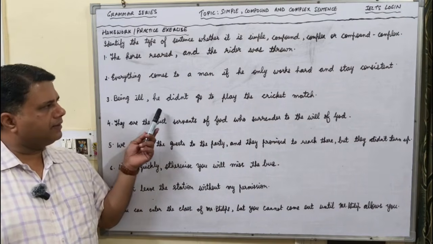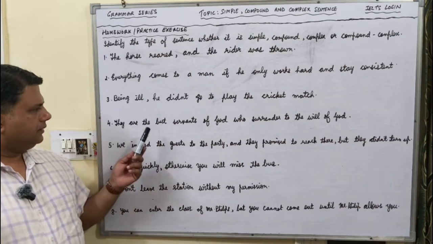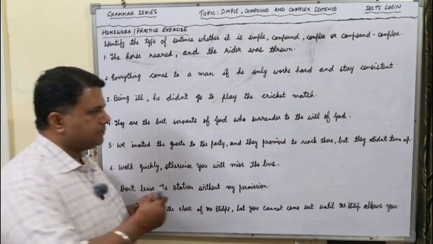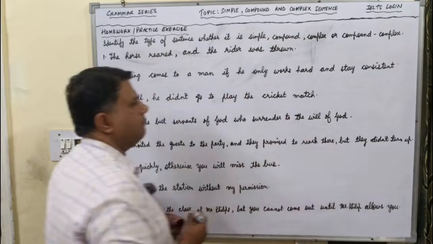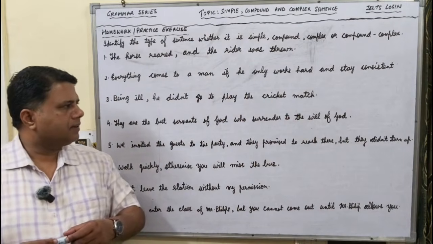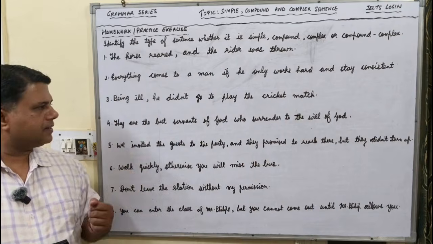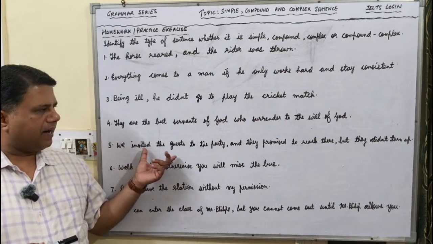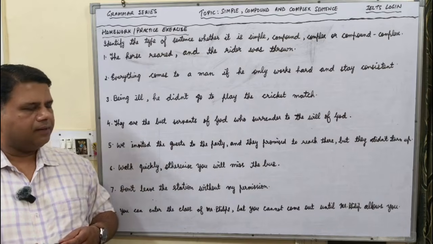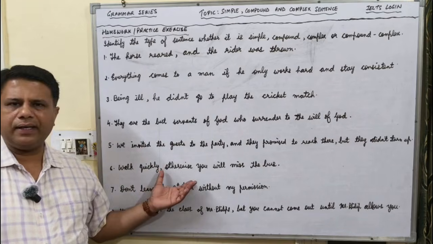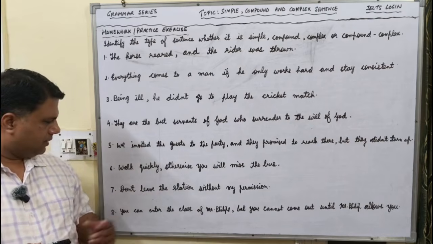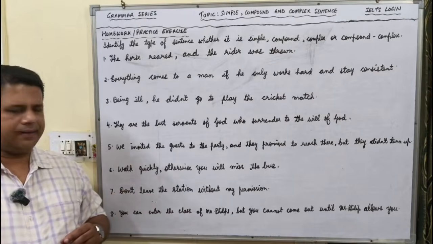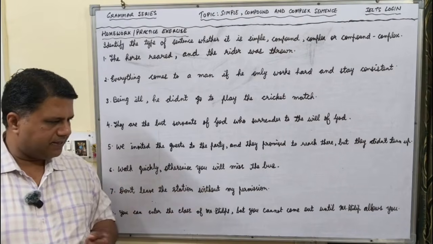Being ill, he didn't go to play the cricket match. They are the best servants of God who surrender to the will of God. So this is my favorite poem, On His Blindness by John Milton. These lines are taken from that poem. We invited the guests to the party and they promised to reach there, but they didn't turn up. Walk quickly, otherwise you will miss the bus. Don't leave the station without my permission. The last sentence is, we can enter the class of Mr. Phillips. He's a very tough teacher.